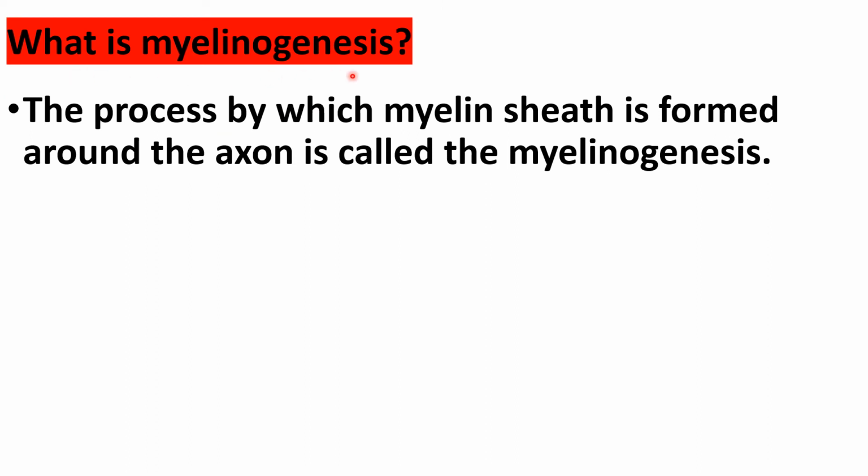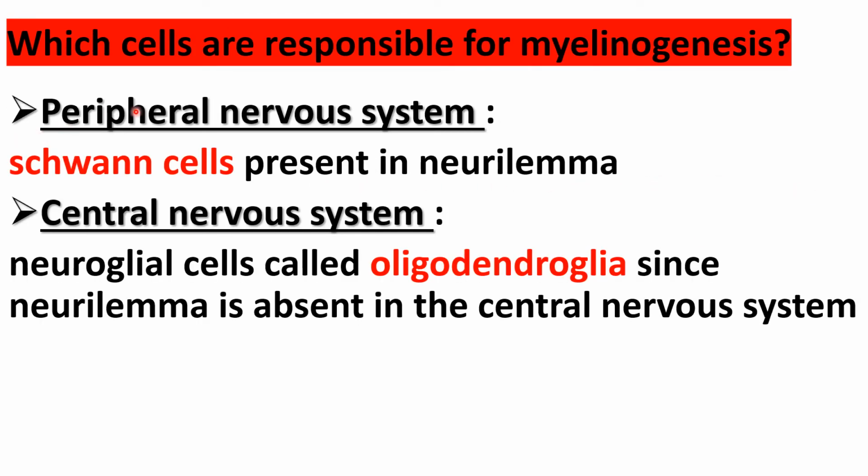What is myelogenesis? The process by which the myelin sheath is formed around the axon is known as myelogenesis. Which cells are responsible for myelogenesis? In the peripheral nervous system, Schwann cells present in the neurilemma are responsible for myelogenesis.